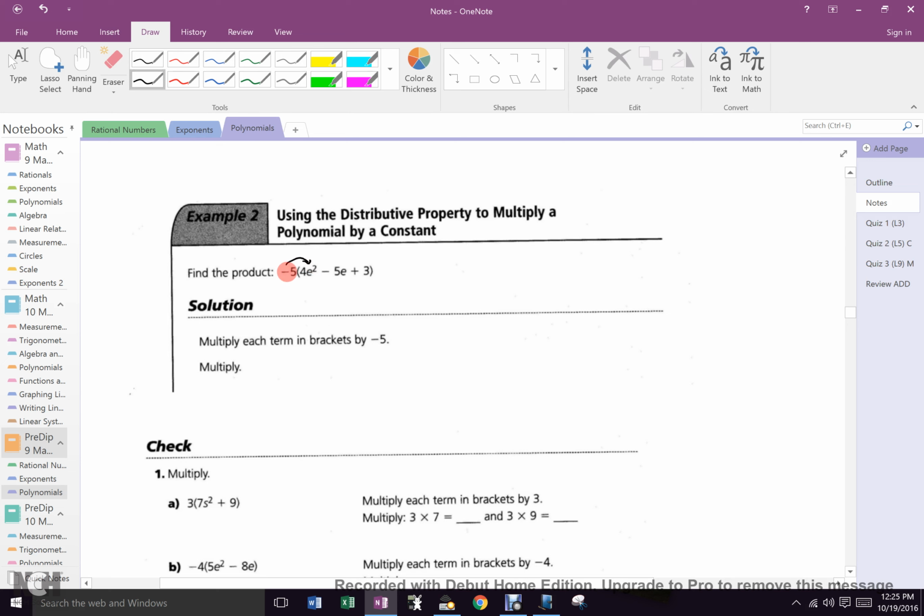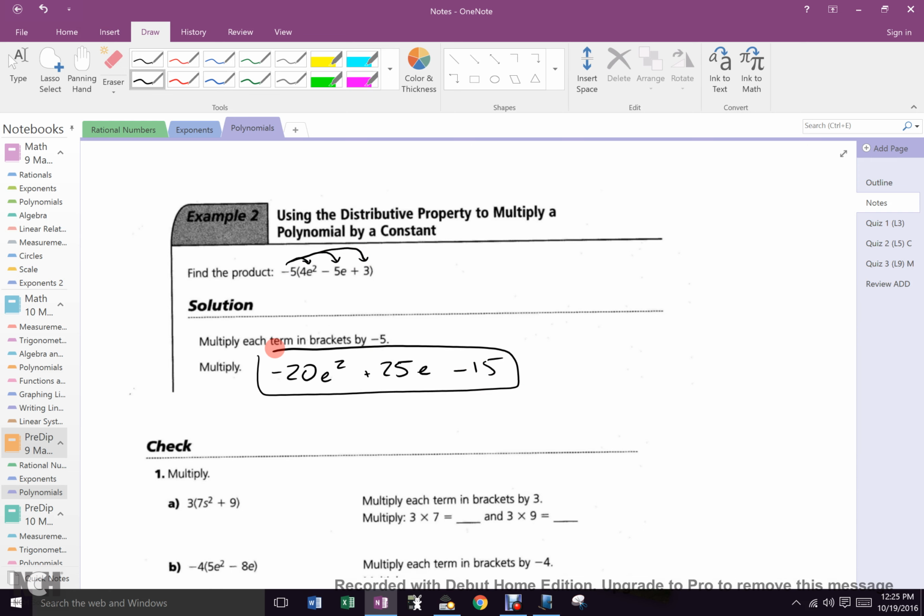What is negative 5 times positive 4? Negative 20. Does the variable change? No. E squared. Draw an arrow, write an answer. Positive 25 what? E. Draw an arrow, write an answer. Negative 15. It's that easy. Okay, Josiah? Yes.